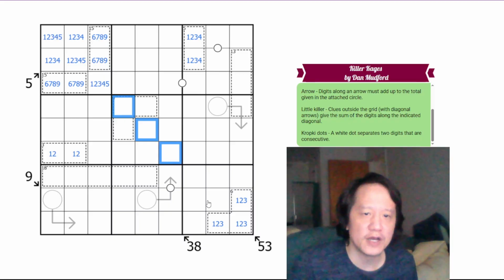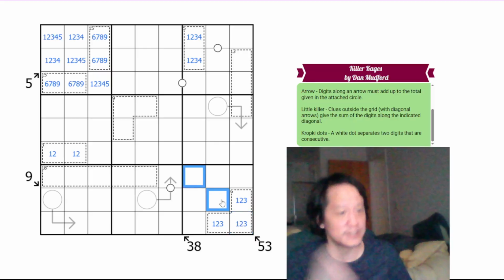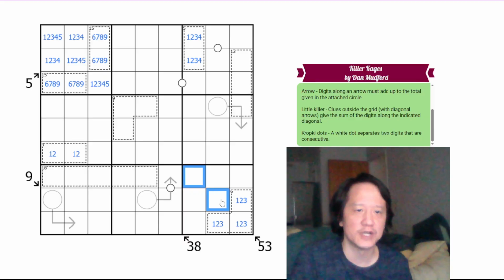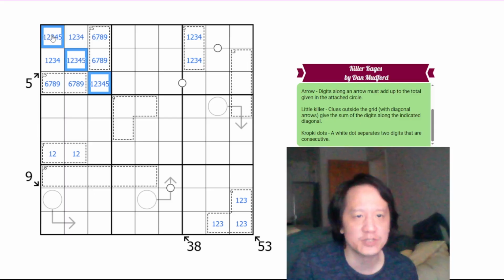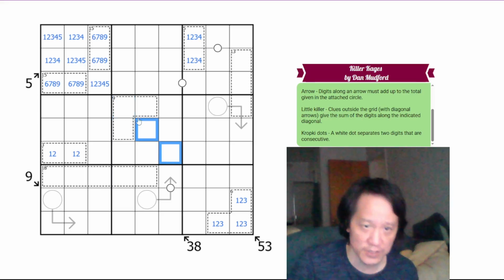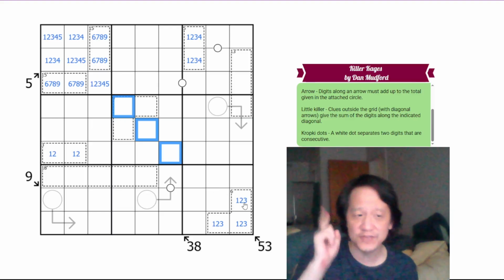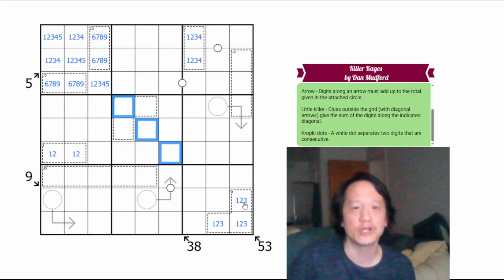The most you can have on this diagonal here would be 3, 8, and 9. Well, what is that? That's 20 at most that you can have. So that's 10 here plus 20 here. That's 30. That means the remaining digits along this diagonal have to add up to at least 53 minus 30, which is 23.